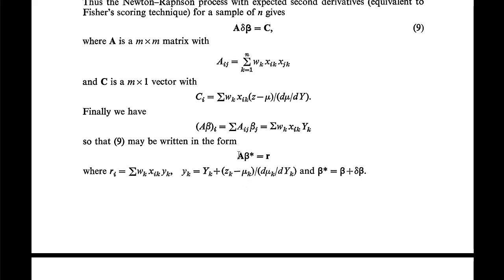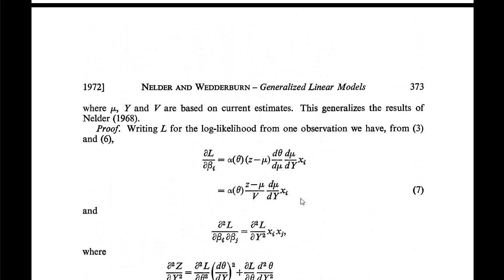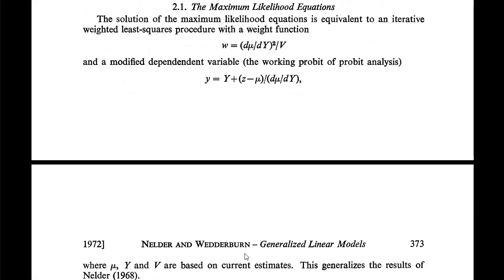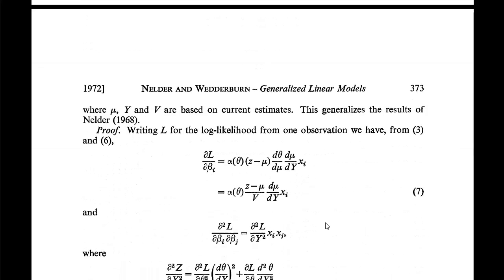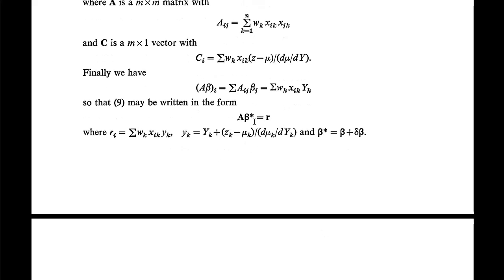Okay, so now we are at this last line here, A times beta star equals R. And just as a reminder, we are on section 2.1 of this famous paper by Nelder and Wedderburn. The link to the paper and the complete playlist are in the description of this video. Before I move to my Blackboard and show this, it's not too difficult, just some algebraic manipulation will get us there.